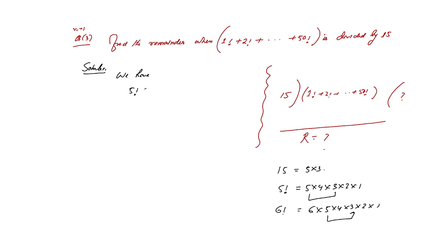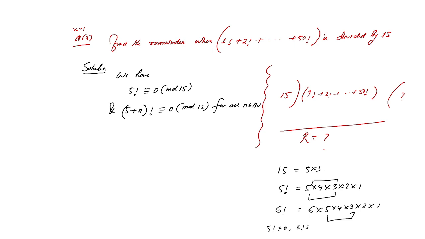We conclude that 5 factorial is congruent to 0 mod 15, because 15 is a factor here, 3 multiplied by 5. Similarly 6 factorial, similarly 7 factorial, and we can also write (5 plus n) factorial. This is congruent to 0 mod 15 for any positive integer n, for all n belonging to natural numbers. That means 5 factorial is congruent to 0, 6 factorial is congruent to 0, and so on, modulo 15.